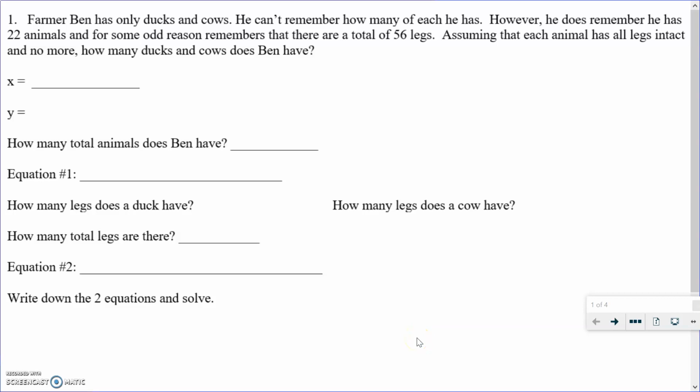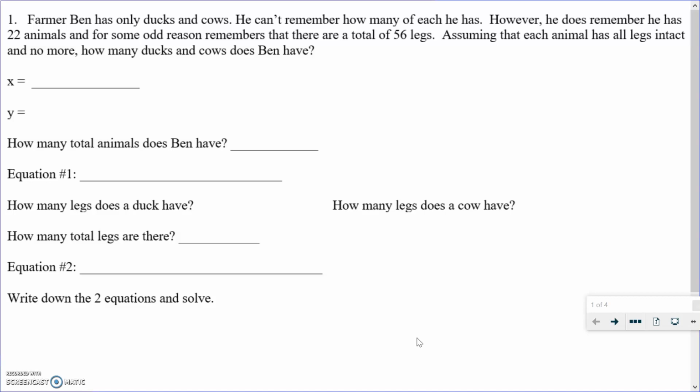Okay, we've been talking for the past couple weeks about systems of equations, and today what I'm going to have you work on is applications of systems. So the first thing that you need to do when you have a word problem is read through it and pick out what the important information is.